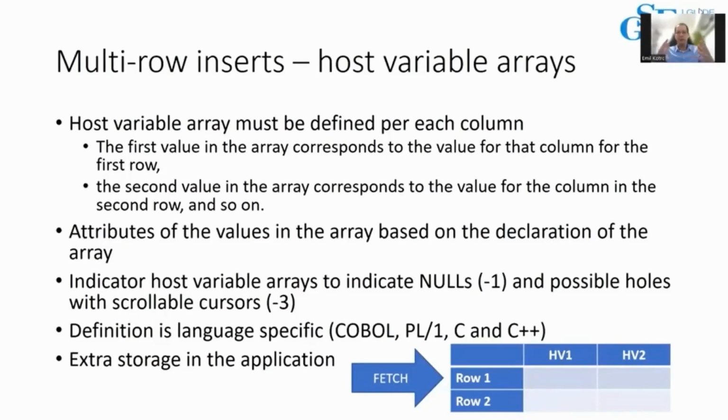If you need indicator host variables, again, the same concept: you need to have a host variable array for every column to indicate nulls or holes or maybe some other conditions. This is again language specific, the definition. So that's why I have just this simple visualization. Keep in mind that this requires extra storage in your application, right? Before you had a single host variable for the first column, for the second column, and so on, and you just did a single row fetch. Now you need to have more data where DB2 will save the rows.